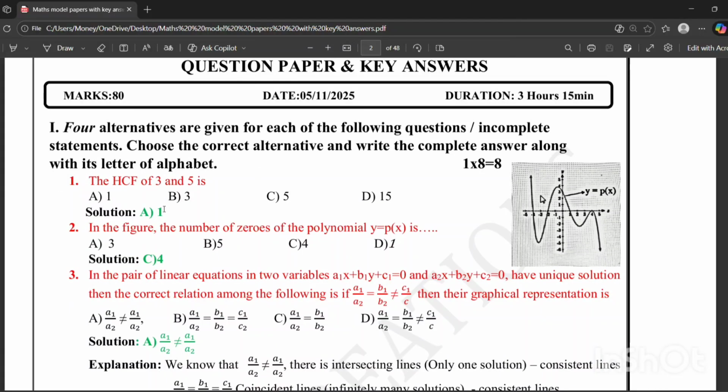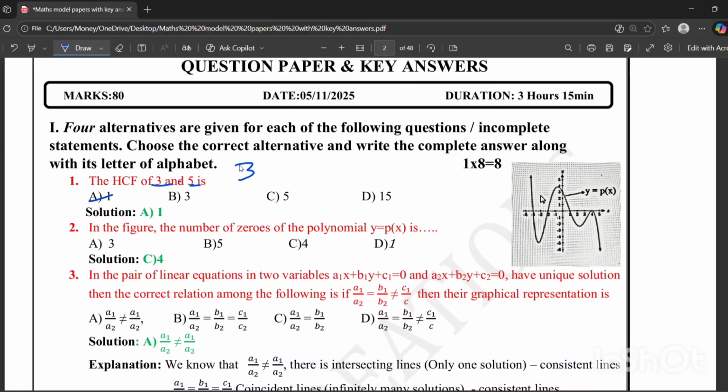So the first question is the HCF of 3 and 5. What do you mean by HCF, children? HCF is nothing but highest common factor. Here we know 3 and 5 are prime numbers. So the common factor is 1. Therefore the answer is 1.